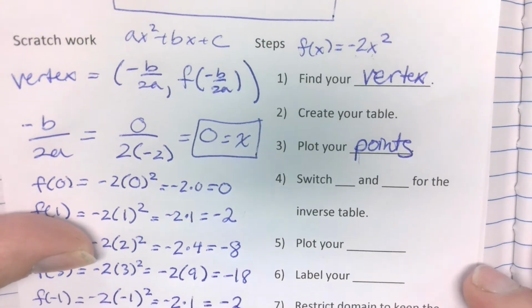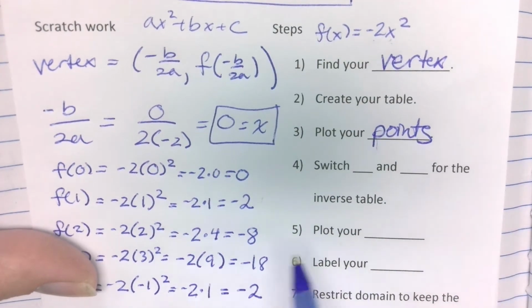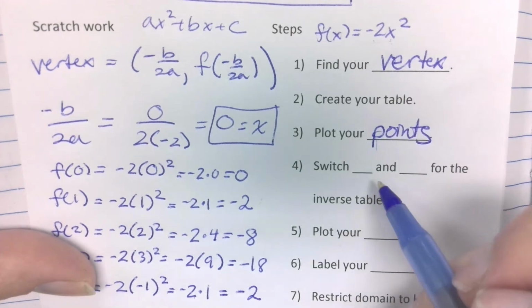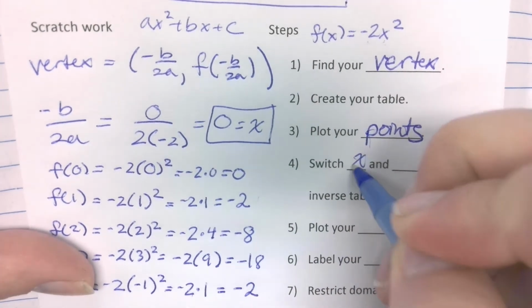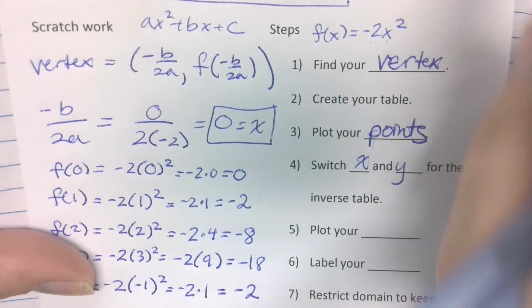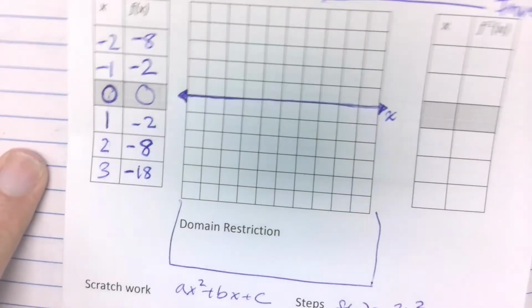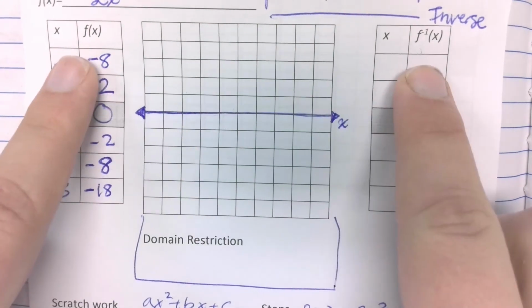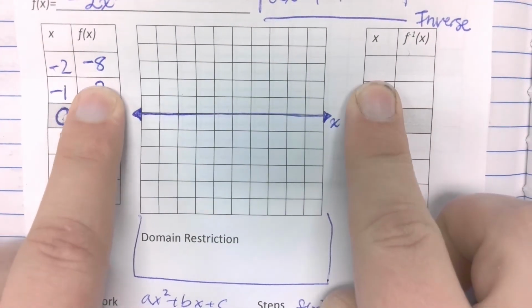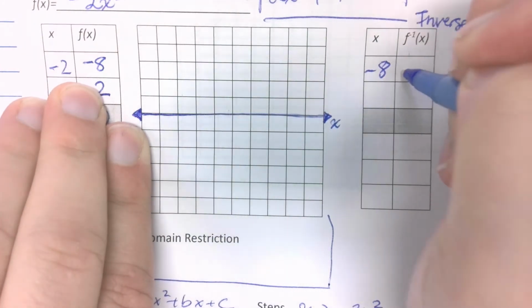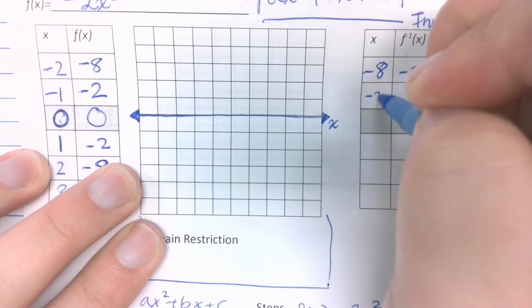Much brighter, much easier, huh? And when we find an inverse, what do we switch? Yeah, switch x and y. So to find our inverse table, we don't have to do any more math or any more arithmetic. We just switch x and y. So what am I going to use for x here? -8. What am I going to use for y? Is that easy cheese or what?